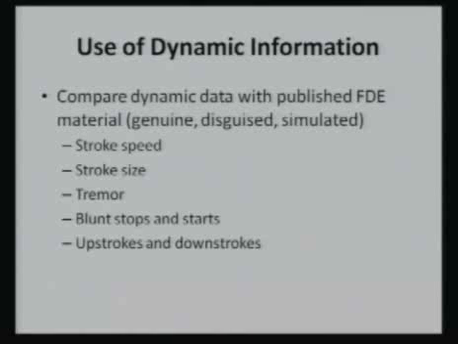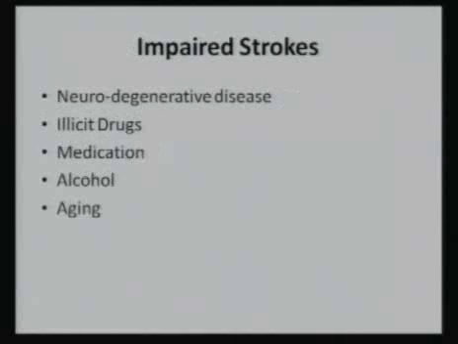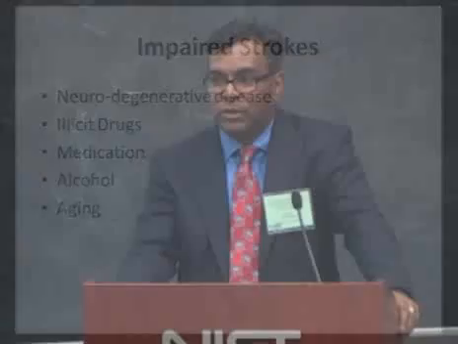We can look at stroke speed, stroke size, tremor, blunt stops and starts, upstrokes and downstrokes. We can also look at impaired strokes. People with neurodegenerative diseases, dementia, Alzheimer's, Parkinson's, things like that. People using illicit drugs, medication, alcohol, and aging. We're an aging population. People in private practice come across these types of cases quite often on wills and trusts and so on, where you have people whose handwriting isn't the best because they're ill. And they're very, very difficult cases. And further study using the dynamics of what's occurring in these signatures can give us some improvement.